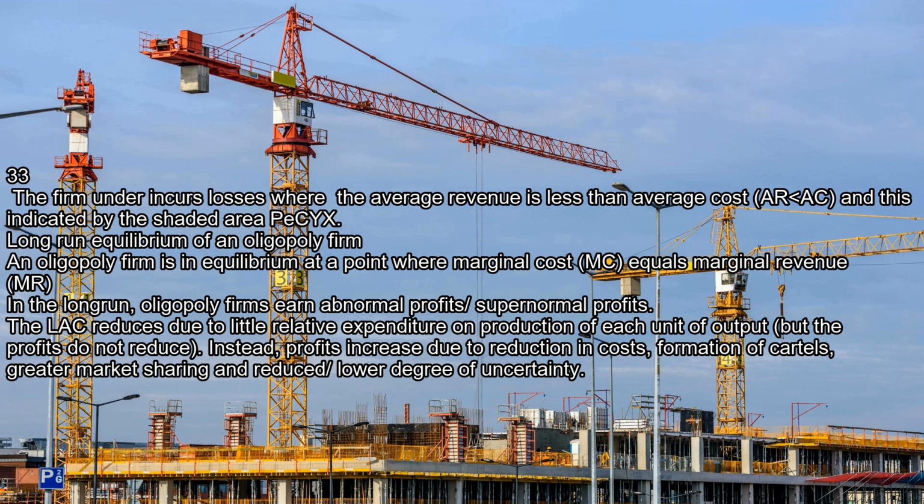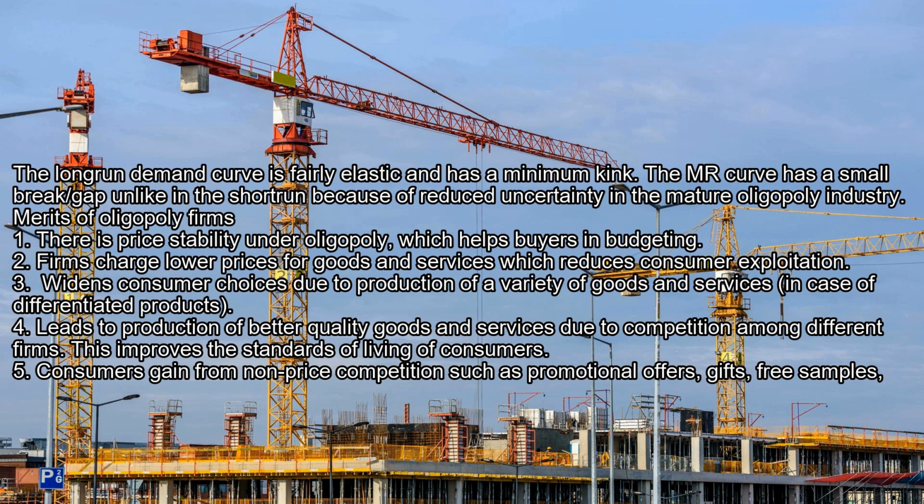Long-run equilibrium of an oligopoly firm. An oligopoly firm is in equilibrium at a point where marginal cost MC equals marginal revenue MR. In the long run, oligopoly firms earn abnormal profits or supernormal profits. The LAC reduces due to little relative expenditure on production of each unit of output, but the profits do not reduce. Instead, profits increase due to reduction in cost, formation of cartels, greater market sharing, and reduced or low degree of uncertainty. The long-run demand curve is fairly elastic and has a minimum kink. The MR curve has a small break or gap, unlike in the short run, because of reduced uncertainty in the mature oligopoly industry.